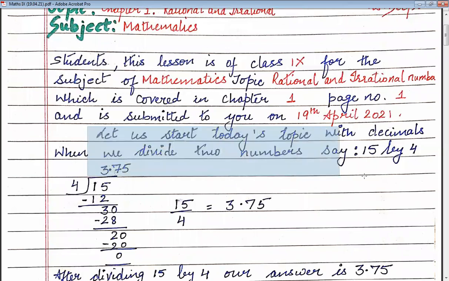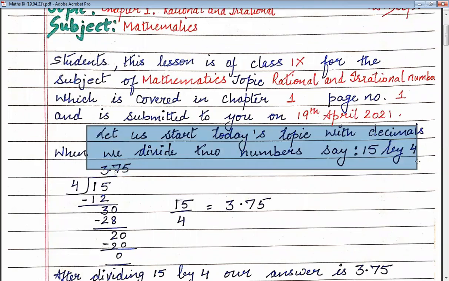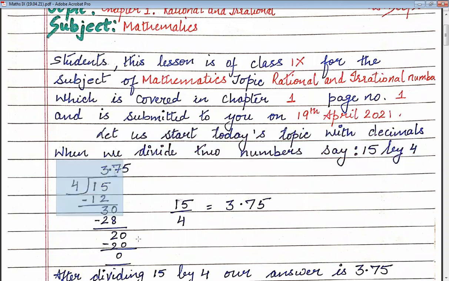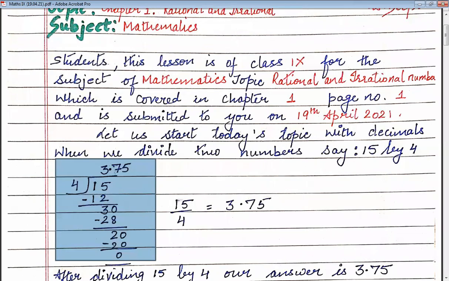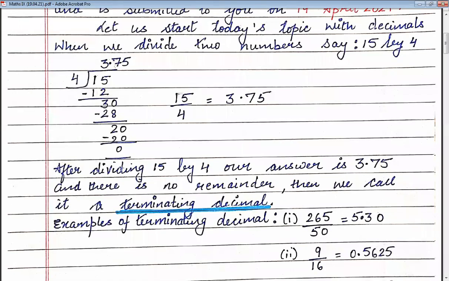Now, children, let us take two numbers and divide 15 by 4. Let's have a look. When we divide 15 by 4, you will get your quotient as 3.75. Children, can you tell me what is your remainder here? Your remainder is 0 and your quotient is 3.75. So when you divide 15 by 4, you get quotient 3.75 and remainder 0. There is no remainder in this case.